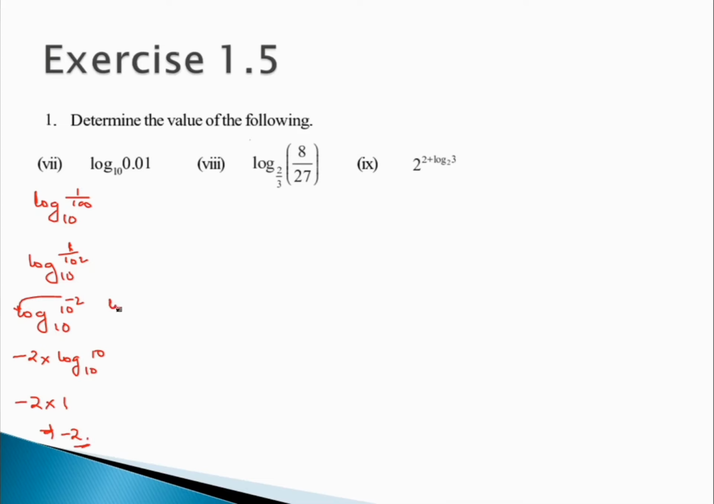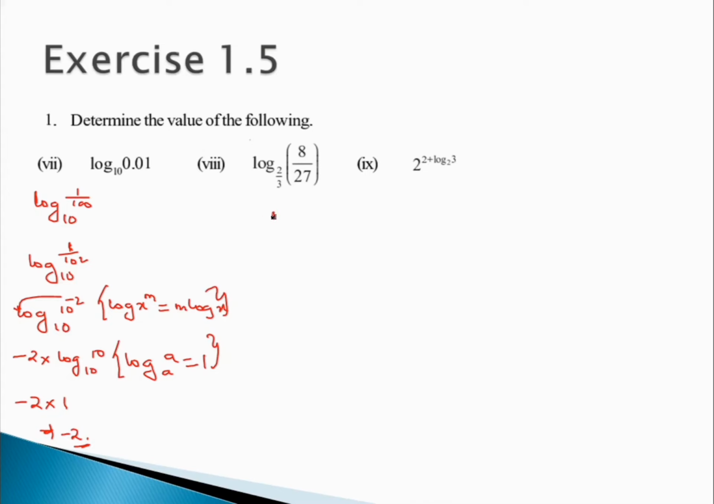What I am using here? Log of x to the power of n of x. Over here, as you all know that log of a of a is 1. Okay. So these are the formulas which were used. So similarly, let us look at the next sum over here.